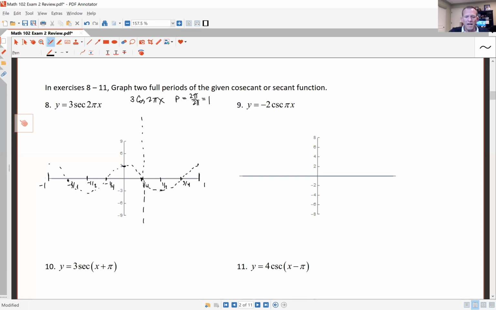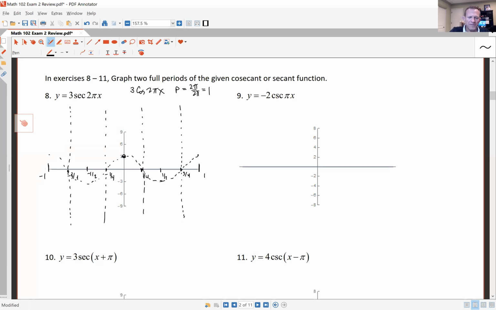So where the cosine is 0 is where our vertical asymptotes are, because when you take the reciprocal of a 0, you get undefined. And then where the cosine is 1, when you take the reciprocal of 1, it stays as 1. So that's where the graphs start.